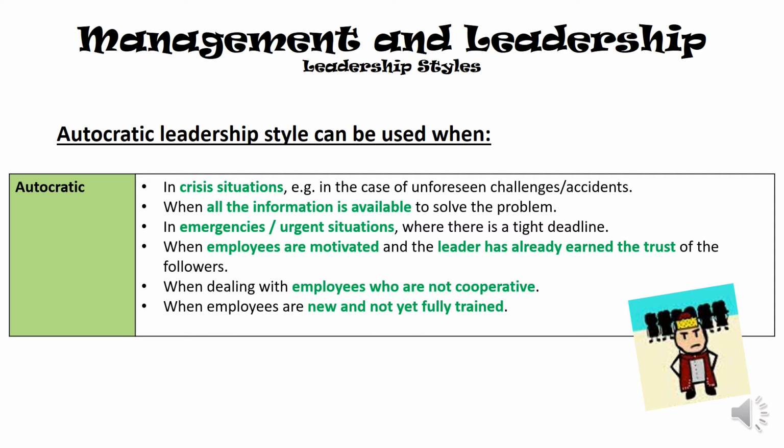Second last one is when dealing with employees who are not cooperative. Obviously, your democratic leadership style can only be used if your employees are willing to cooperate. So in a case where employees are not cooperative and they don't want to participate, an autocratic leadership style is called for. And then lastly, when employees are new and not yet fully trained. In other words, they are still new at the organization. They don't necessarily have all the information that they need. They've not yet been fully trained. They obviously cannot participate in the decision making if they don't know yet what they are doing. Then ultimately, the autocratic leader will make the decision himself.